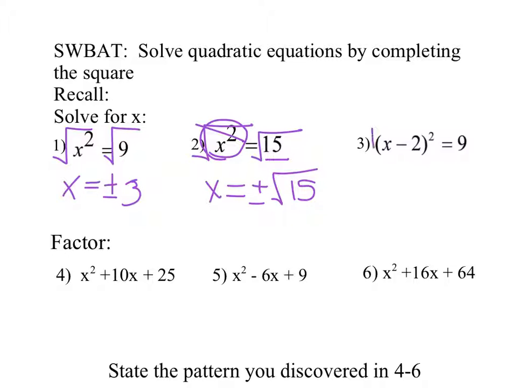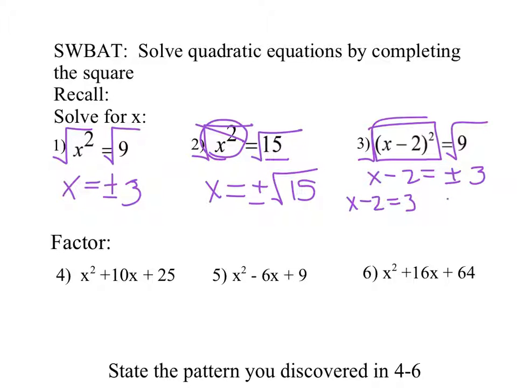And same deal for this. This is a perfect square. It's anything squared. So if I do the square root of both sides, I get x minus 2 equals plus or minus 3. This plus or minus, remember, means that there are two possibilities: x minus 2 equals 3 and x minus 2 equals negative 3. So this is one of the concepts that you have to know when you're doing completing the square.